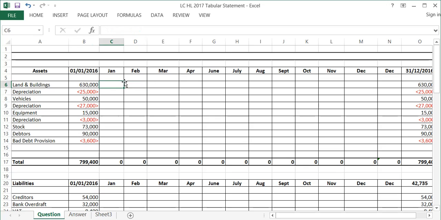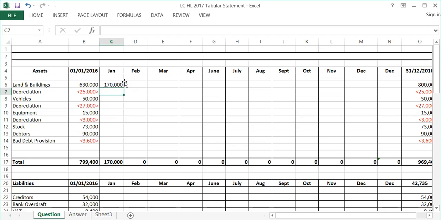Okay, to start doing the questions then. In January it says they revalued land and buildings to 800,000 and the land element was 110,000. Well, the land element of 110,000, you're only concerned with that in December when you go to work out the depreciation of the buildings. So for the moment, we're just going to do the revaluation. So land and buildings were valued to 800,000. So currently they're 630,000. So to get to 800,000, I have to put 170,000 in land and buildings.